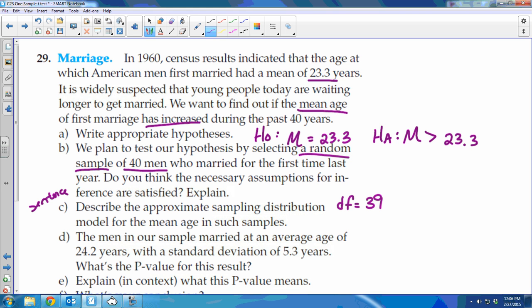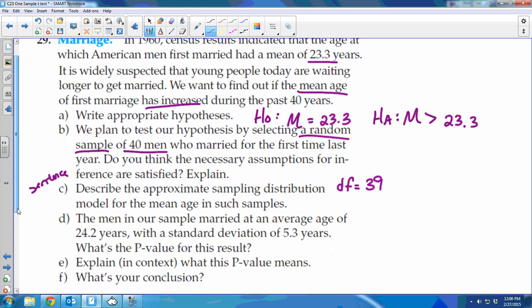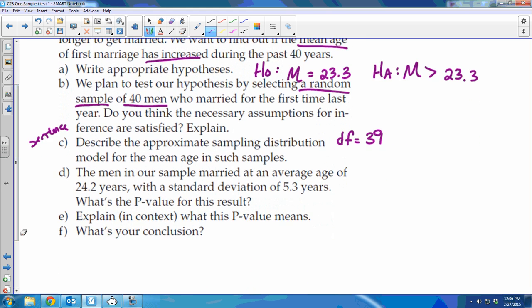Okay? All right, here's where we get good stuff. Go on part D and E. The men in our sample, so that's X bar, married at an average age of 24.2 years. That's X bar, 24.2 years. Mean of our sample. With a standard deviation of 5.3 years. That's our S. Be very careful. That's the standard deviation of our sample. That is not the standard error we're going to use in the test in 5 seconds.